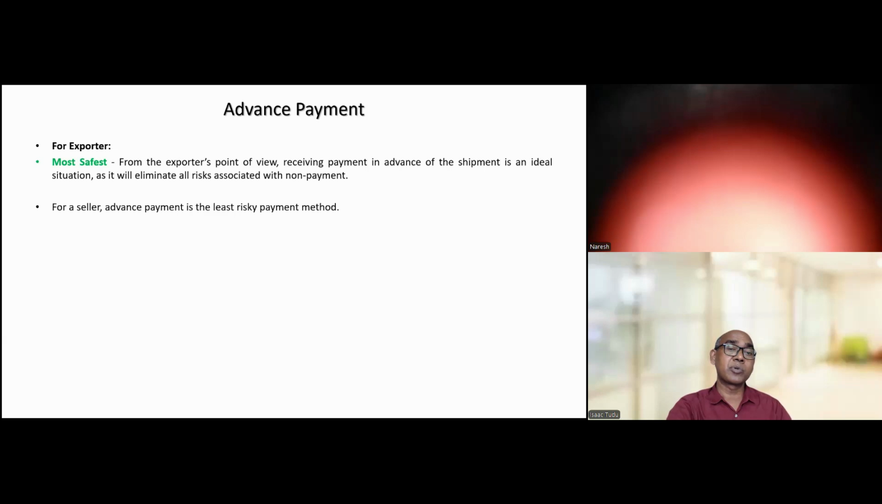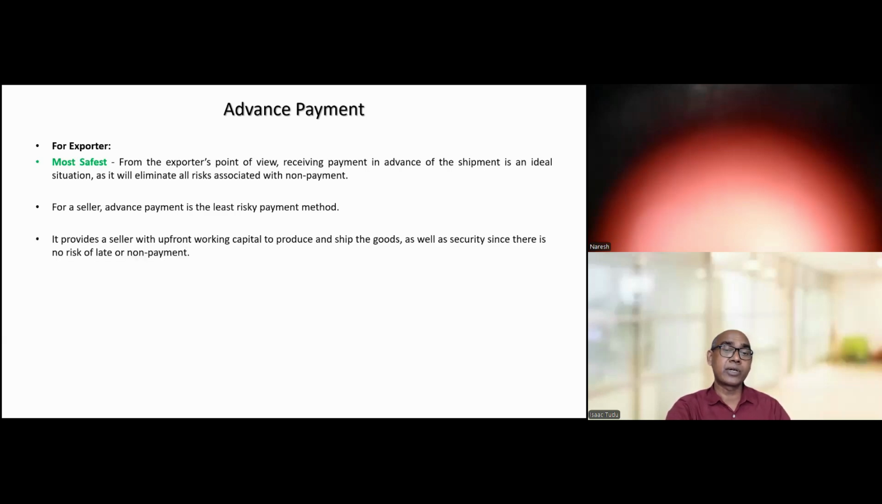For a seller, advance payment is the least risky payment method. It provides a seller with upfront working capital to produce and ship the goods, as well as security, since there is no risk of late or non-payment. Okay, you get the payment, then you can maybe manufacture, then you can procure the goods, you can do whatever you want to do with that money, which you have already got against the export order.